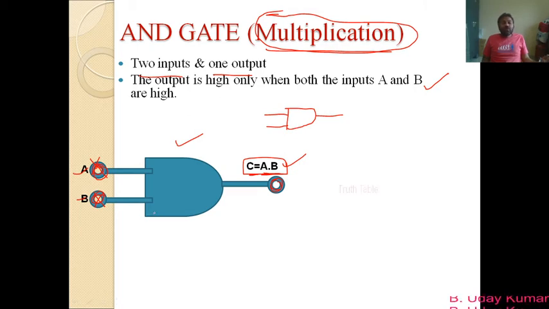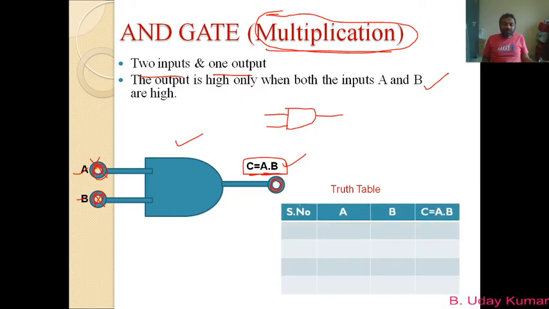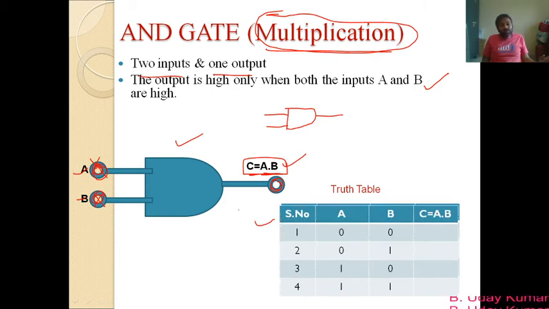Now the truth table for AND gate is denoted by this table, and again, since it has two inputs, the possible combinations of the voltages or potentials that can be given to both input terminals A and B are four combinations. They are 0 and 0, which is the first combination, and you can give 0 and 1, and you can give 1 and 0, and you can give 1 1.